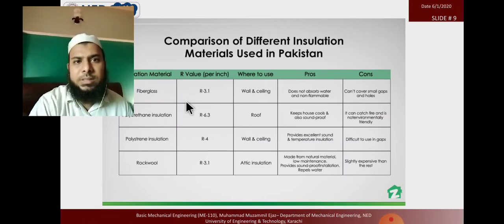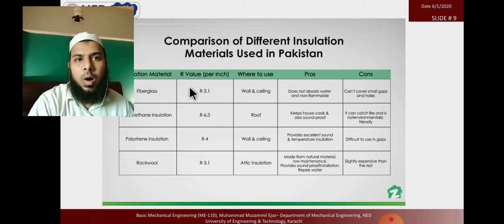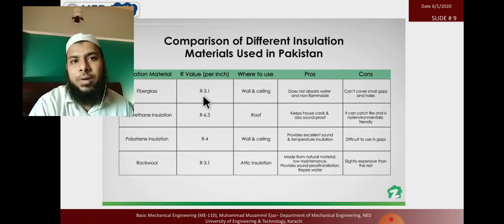But for an instance, I just get the slide of the most used insulation in Pakistan. We have different insulation materials in the construction industry. Fiberglass has a resistance value. Later we will study the resistance. Right now, you just need to know it is the opposite of thermal conductivity. The higher the resistance value, the more it will resist the heat. It will not conduct heat, or it has a lower heat transfer rate.